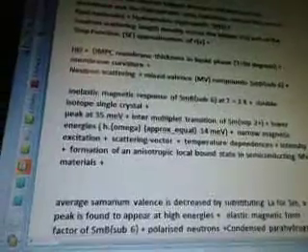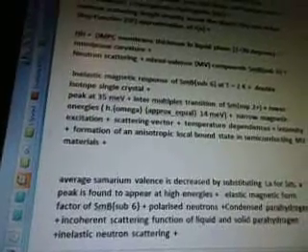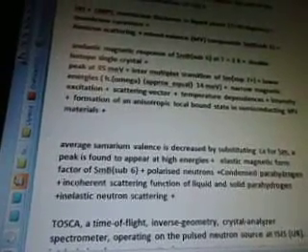plus inelastic magnetic response of SmB6 at T equals 2K, plus double isotope single crystal, plus peak at 35 MeV, plus inter-multiplet transition of Sm2+, plus lower energies ħω approximately equal to 14 MeV, plus narrow magnetic excitation, plus scattering vector, plus temperature dependencies, plus intensity, formation of an anisotropic local bound state in semiconducting MV materials, plus average samarium valence is decreased by substituting La for Sm.